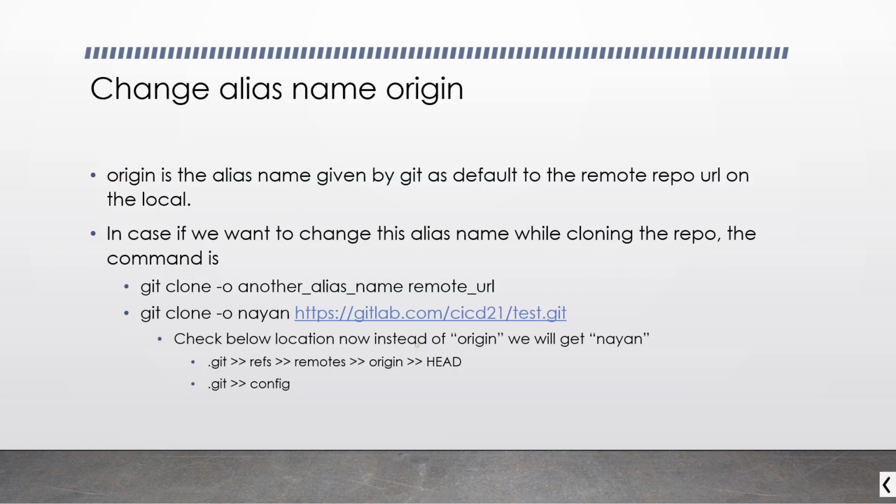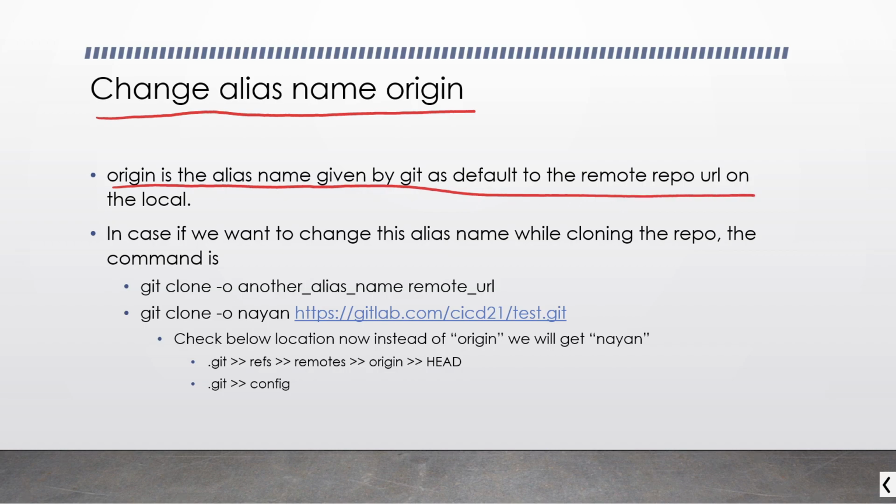Next variation in the git clone command is changing the alias name origin. When you use the command git clone remote repository URL, by default git uses origin as the alias name for that particular remote repository URL. In case you want to change this origin alias name, you can use this command: git clone -o another alias name remote URL. The example can be git clone -o Nayan. So in this case, I have changed the default alias name from origin to Nayan, and this is the remote URL.